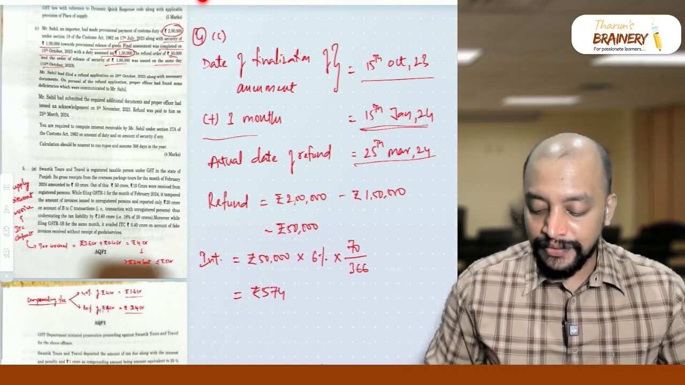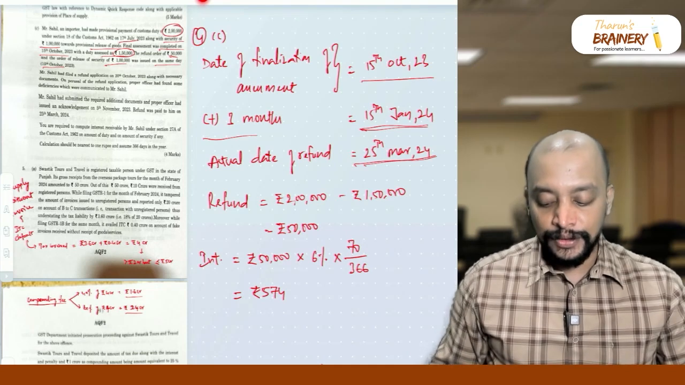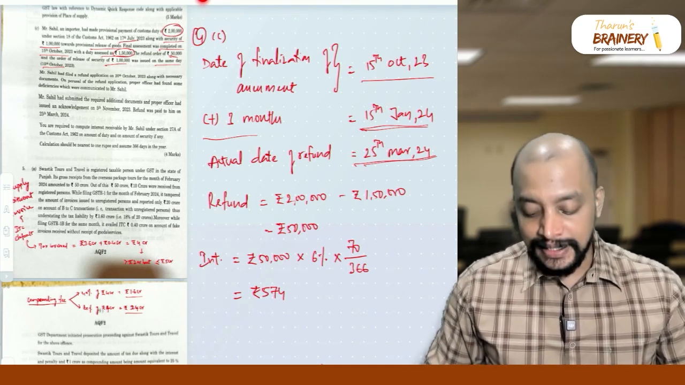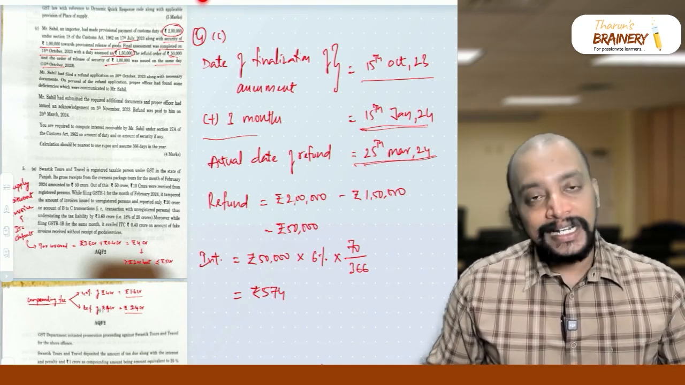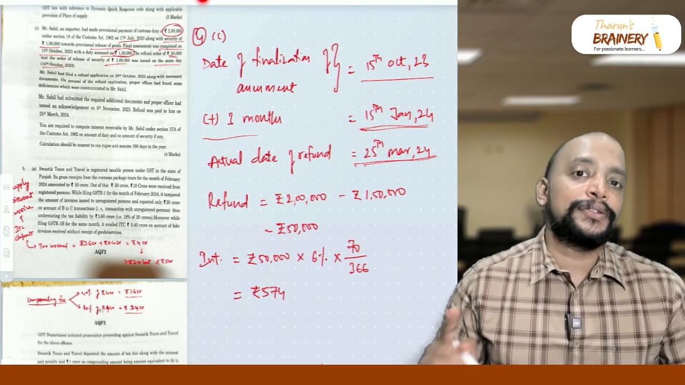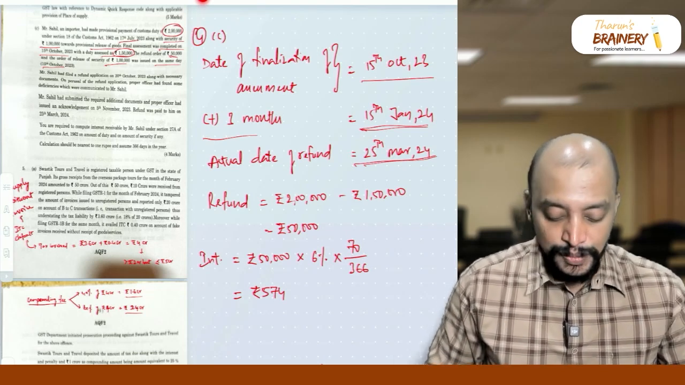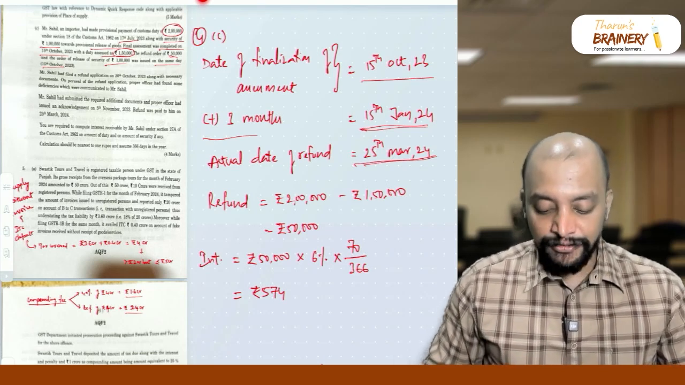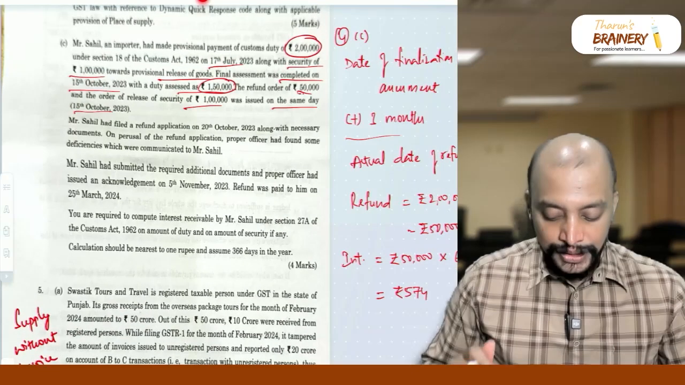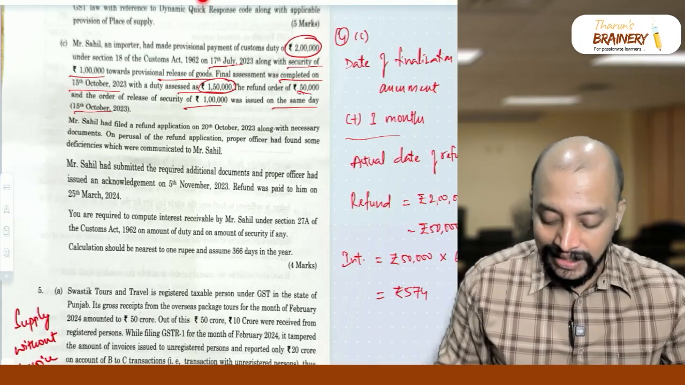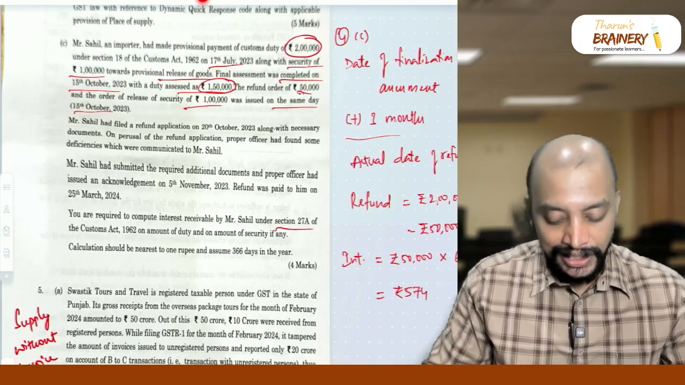From 15 January 2024 to 25 March 2024, for 70 days, 6% interest will be payable on this 50,000. Here you take February as 29 days and the denominator as 366 days, because it is given like that. So 574 rupees will be taken as the answer. So in this case, interest will definitely arise in terms of section 27A read with section 18.